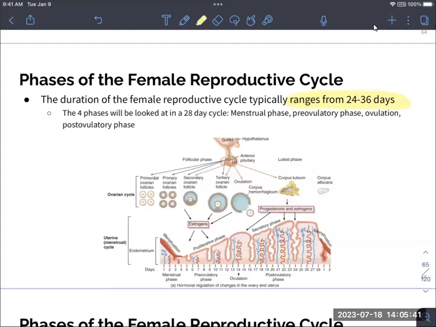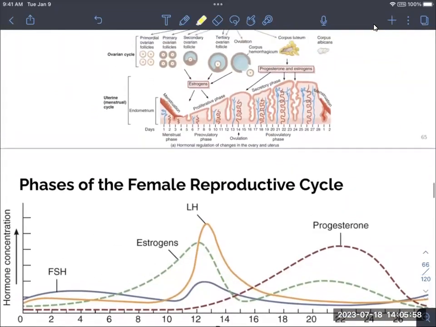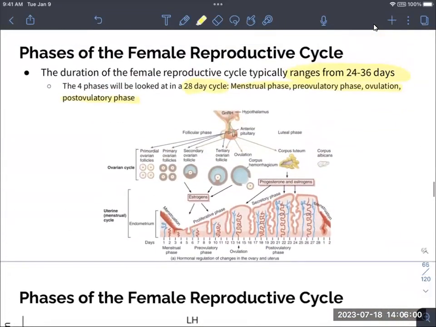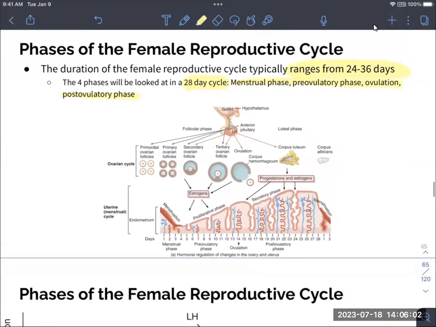So there's technically 4 phases to it. We're going to look at it in a 28-day cycle because that tends to be the average. So we're going to look at the menstrual phase, the pre-ovulatory phase, ovulation, and post-ovulatory phase. This is what's happening in each of these phases here. So during that menstrual phase, we're shutting off that endometrium. Pre-ovulatory phase, that endometrium is regrowing.